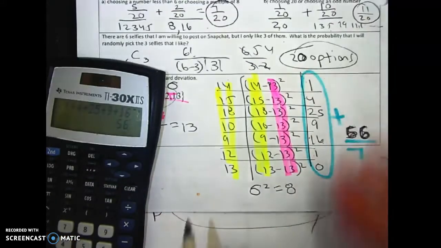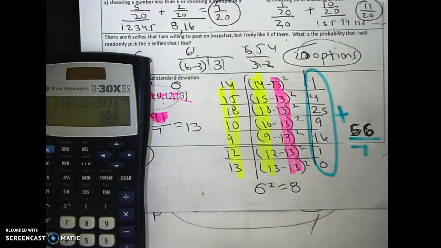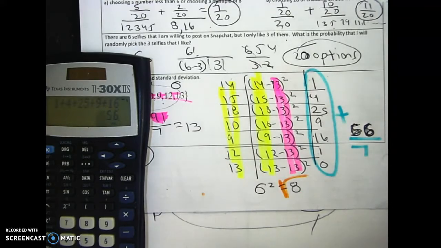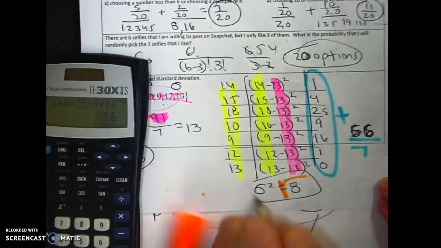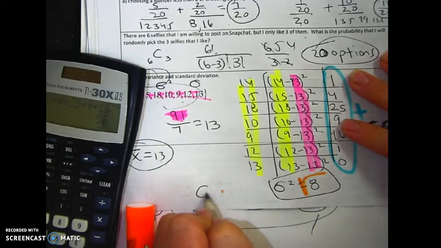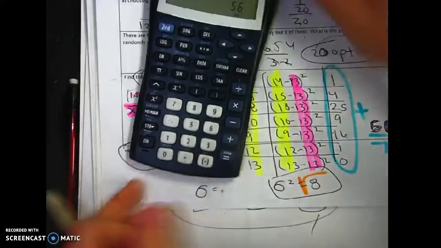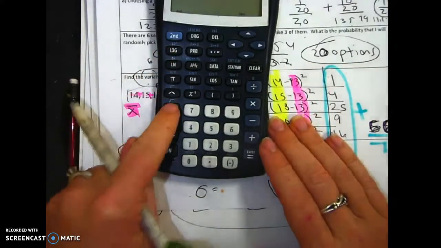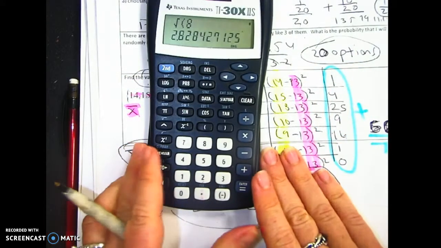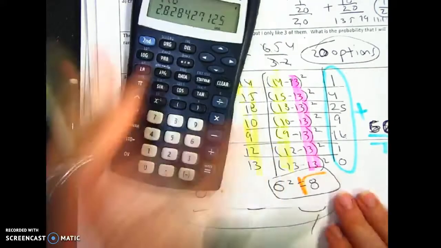That's the variance. In order to get the standard deviation, you just take the square root of that, and you know I like when you round things to the nearest hundredth. So the standard deviation would be the square root of 8. So I'm going to pick up my calculator. I'll do the square root of 8. Rounded to the nearest hundredth would be 2.83.